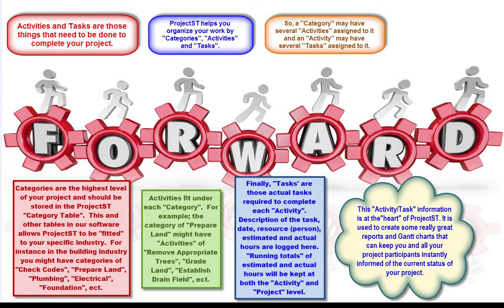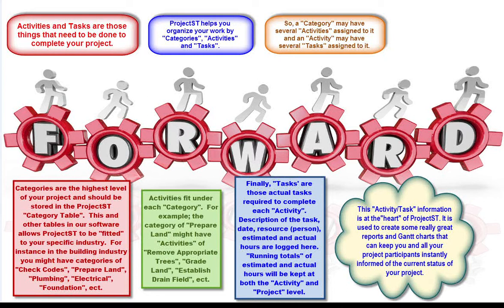Project activities and their associated tasks are those things that need to be done to complete your project. Project ST organizes your work, first by categories and then by activities, and then by task. So a category may have several activities assigned to it, and an activity may have several tasks assigned to it. Categories are the highest level of work assignment and should be listed in Project ST's category table.